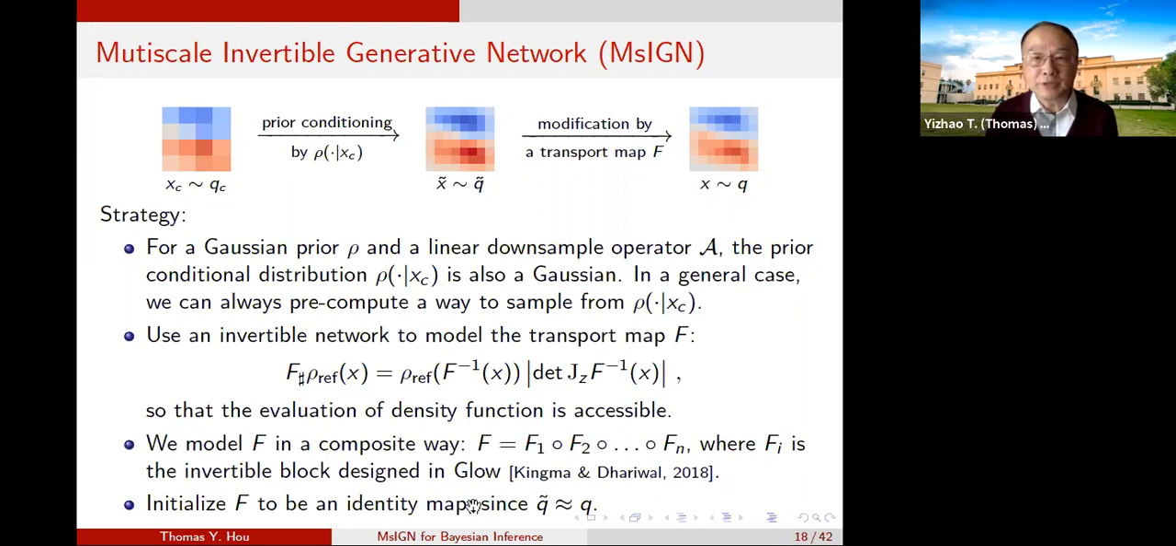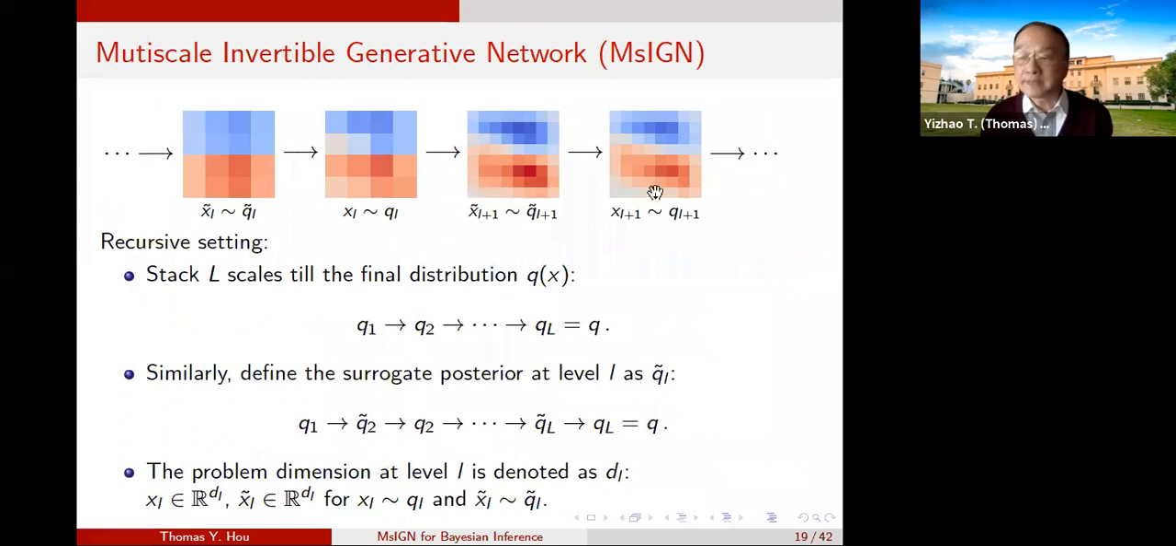So in this training, we can always start with the identity map because the Q tilde is already a reasonable, good approximation to Q. So you start with the initial guess for F to be identity, and then you train through this compositional map, and then you obtain an invertible map. So this is the main training strategy, the procedure.